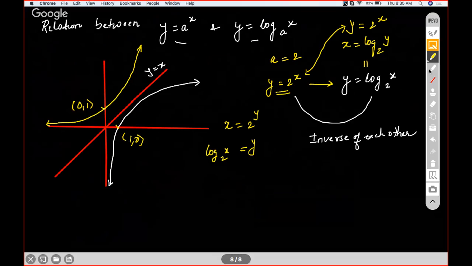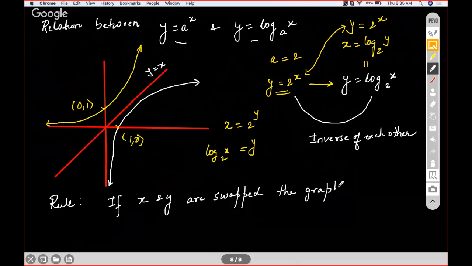Which brings me to a very important rule: if x and y are swapped, the graph gets reflected about the y equal to x line.